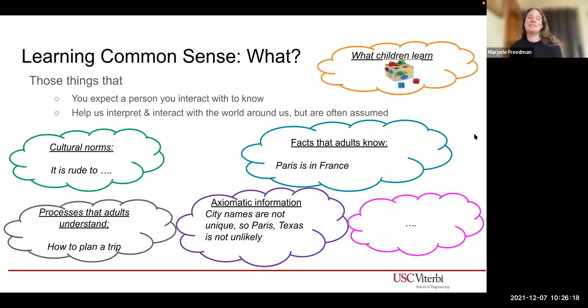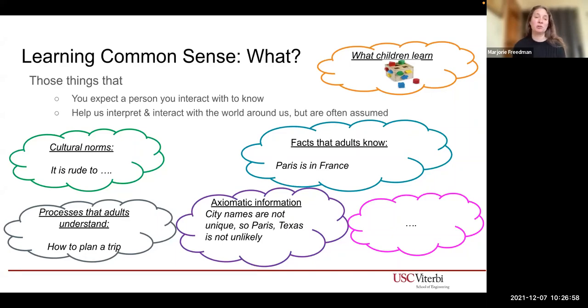Before we talk about how we learn commonsense, I think it's worth building on some of what Pedro just said about the various dimensions of commonsense. So I think we typically think about commonsense as things you expect a person you interact with to know, things that help us interpret and interact with the world around us, but are assumed so nobody tells us. But that's a pretty general definition. And so this includes really what children learn. But when we're interacting with adults, we don't expect them to behave like children. And as we're building AI agents, we often want them to behave more like adults than like children.